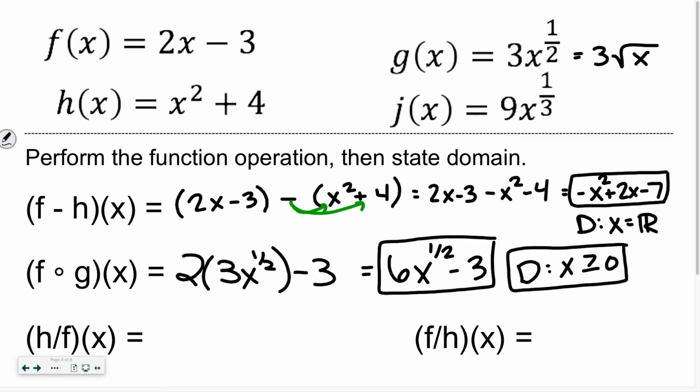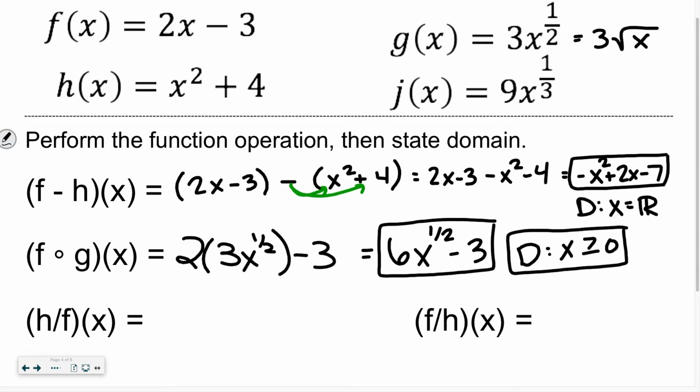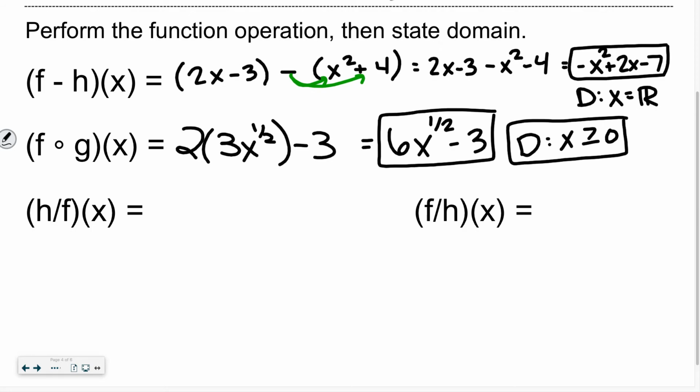All right, will you try the bottom two? They are h of x divided by f of x and f of x divided by h of x. Not too terrible. See if you can set them up. I'm going to move this up because you already have the h of x and the f of x written down, right? So that we can see more.